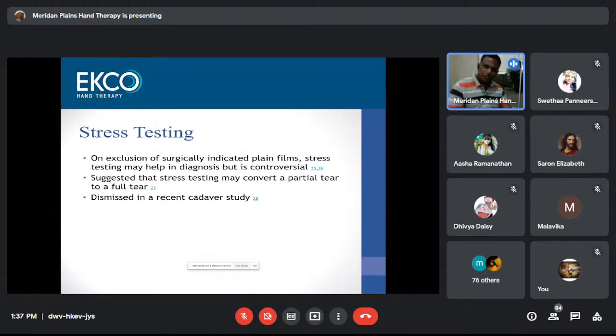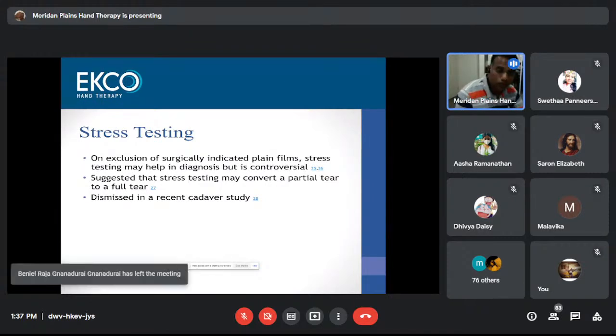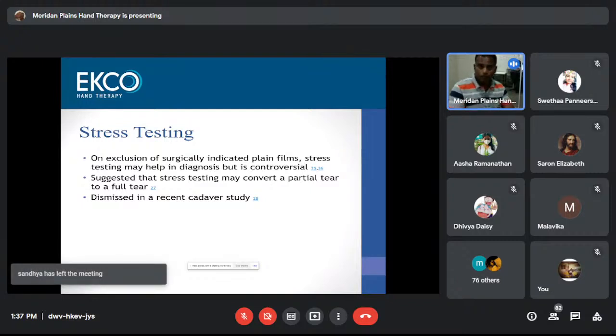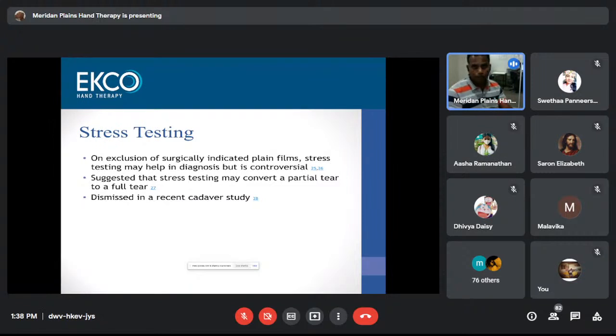But we have other diagnostic methods available. I hope that is also available in our part of the world over there. So it's good to get all the investigations done, on top of your clinical examination, before you start management of an ulnar collateral ligament injury. It has been suggested that the stress test may convert a partial tear to a full tear. When you're putting a load on top of the ulnar collateral ligament by testing it, there may be a possibility that you are tearing the rest of the remaining ulnar collateral ligament.